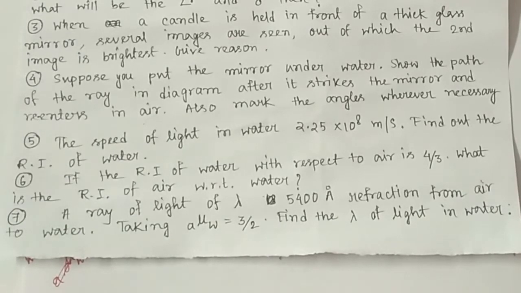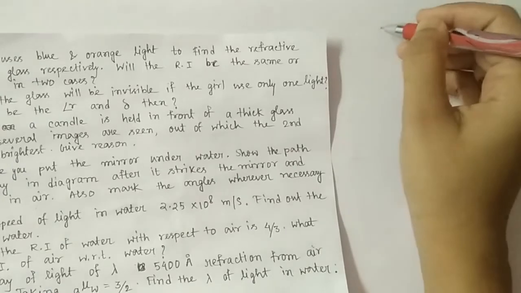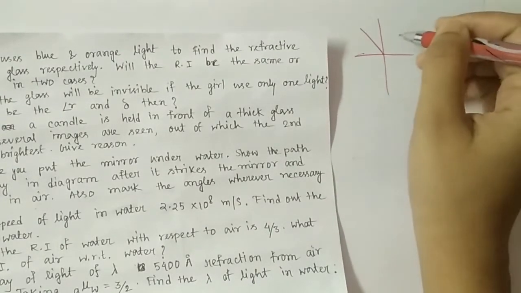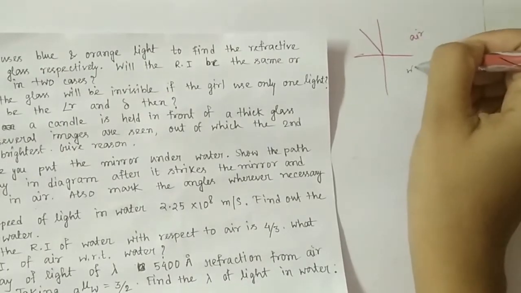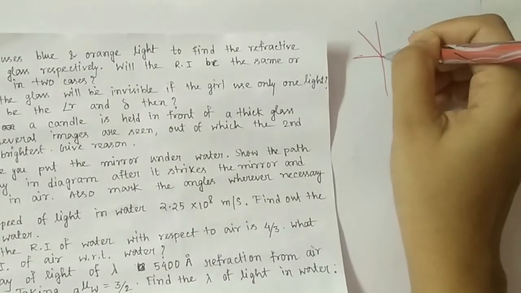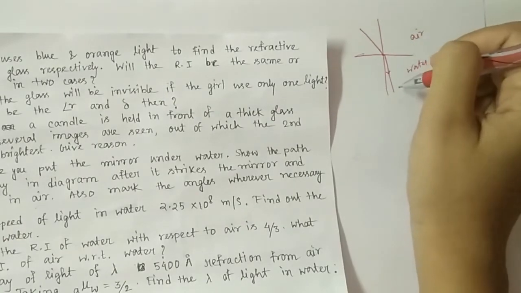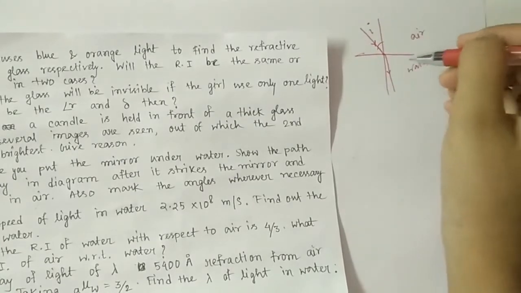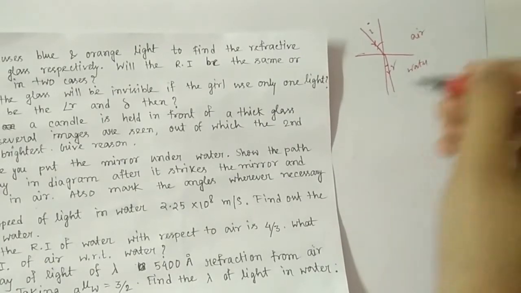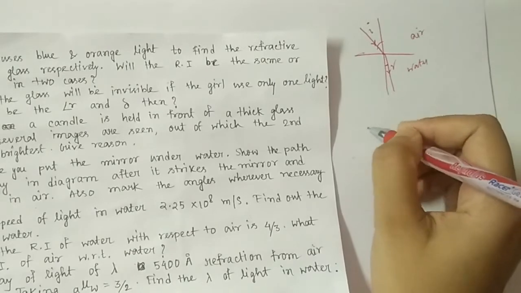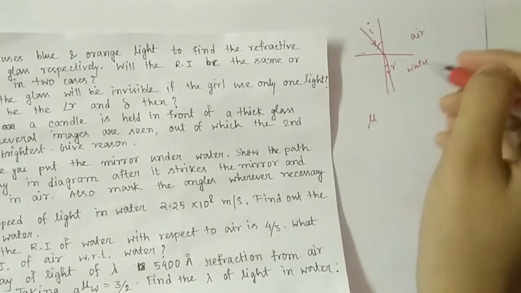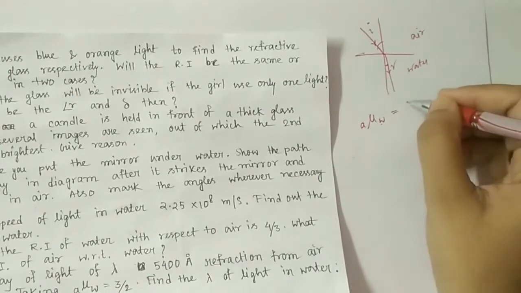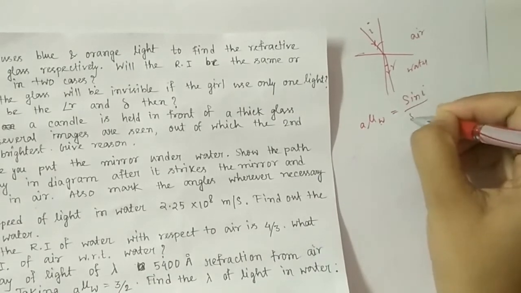For a quick recap, suppose a light ray is entering from air medium to water medium, and here there is a deviation, or change in direction, of the light ray. This is the angle of incidence, this is the angle of refraction. Suppose this is the air medium and this is the water medium. We all know that aμw is equal to what? sin i by sin r.